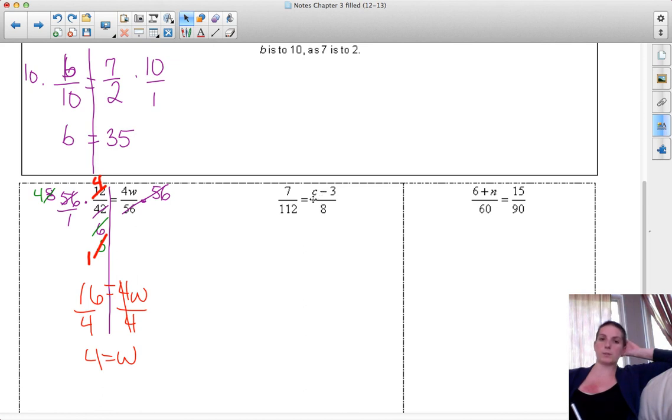Now I want to make sure that we do this next problem. I want to make sure we do this one together after I let my dog in.